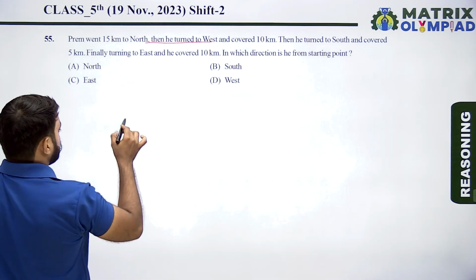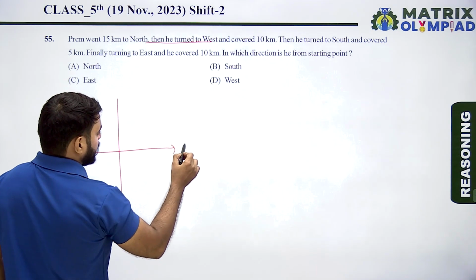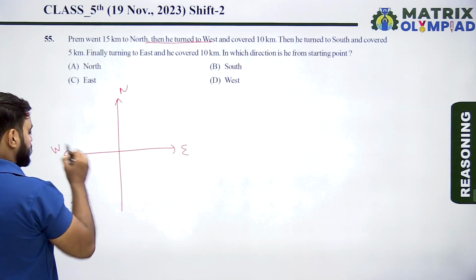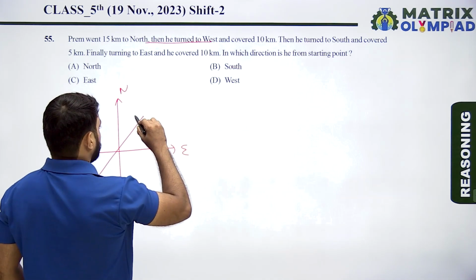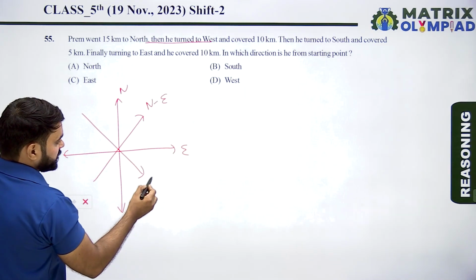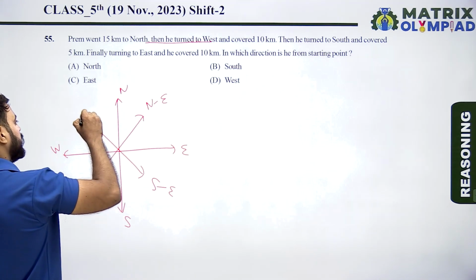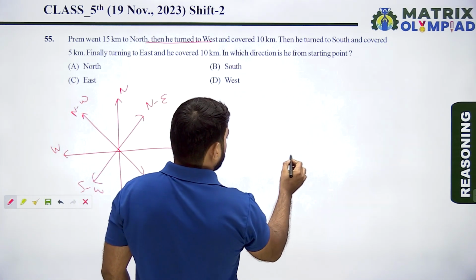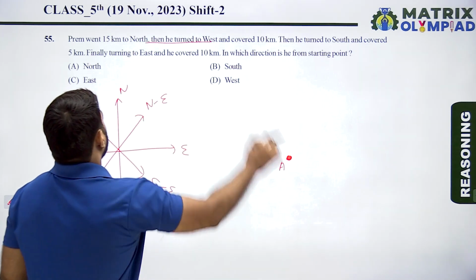Before starting this question, we should know that there are 4 types of main direction. One is east, this is north, this is west, this is south, and there are 4 types of cardinal direction. This is known as northeast, this is known as southeast, this is known as southwest, and this is known as northwest. So according to question, let's suppose A is the starting point of Prem.